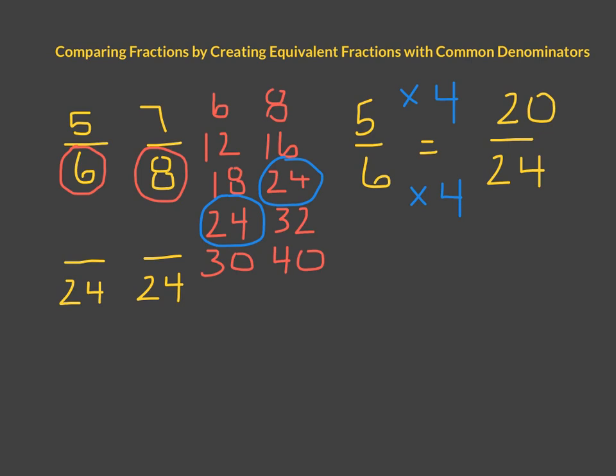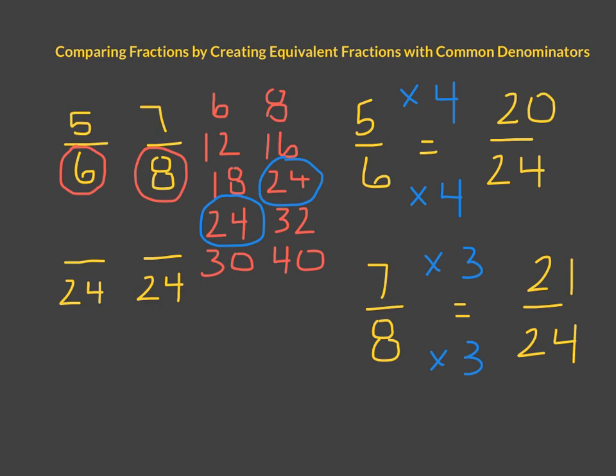Let's find the equivalent fraction for 7/8 that has a denominator of 24. 7/8 is equivalent to something over 24. We begin by examining our denominators. 8 multiplied by what number is 24? 8 multiplied by 3 is 24. Therefore, we're going to multiply the numerator 7 by 3 and get 21. 7/8 is equivalent to 21 24ths.